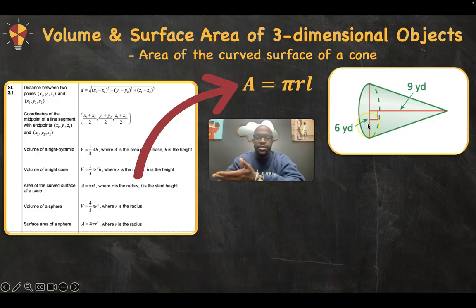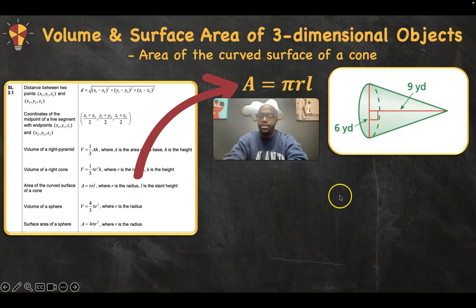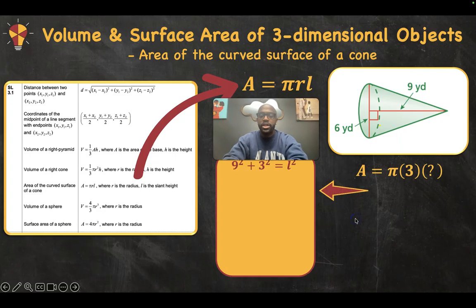It's going to be half of that, which is 3. But the height is 9. You're looking for the slant height. So once again, now you've got to use the Pythagorean theorem. So this will be 3, this will be 9, and then you're looking for the hypotenuse here. So it should look like this.